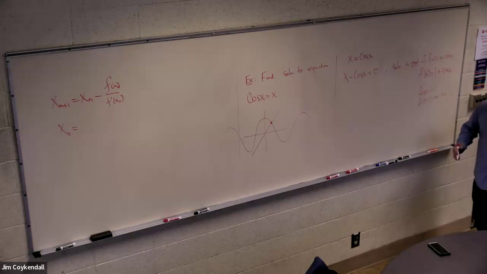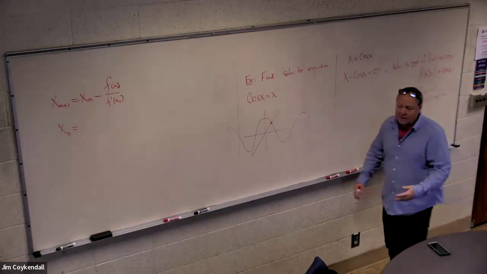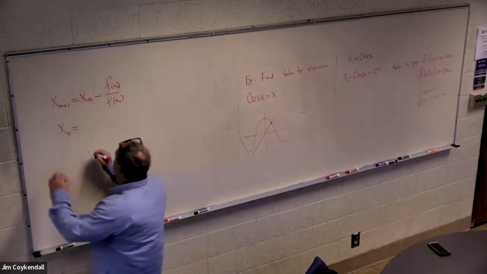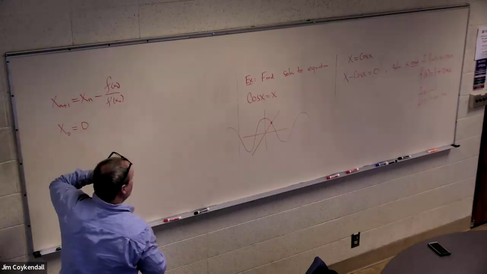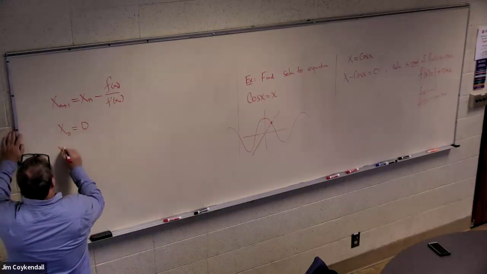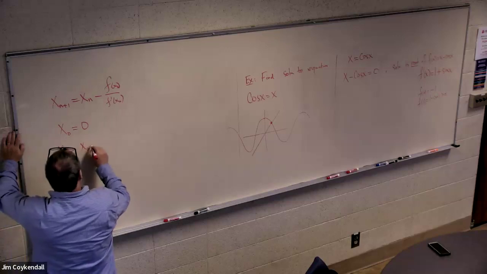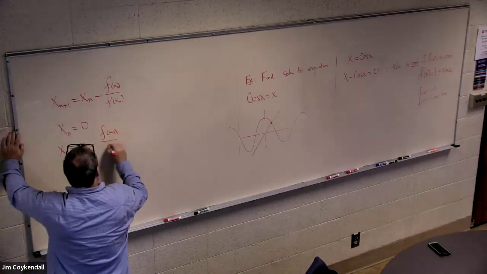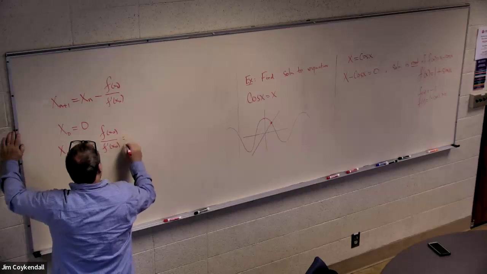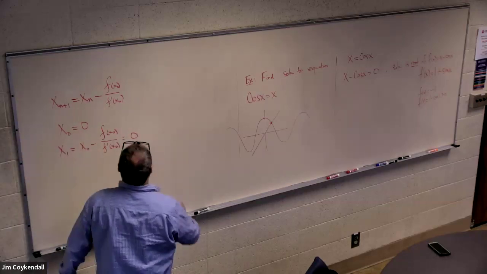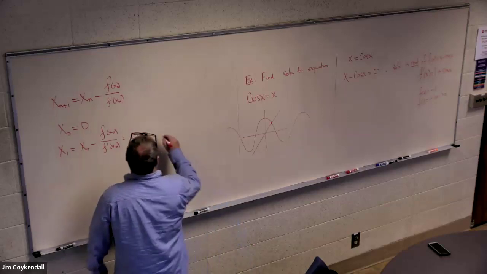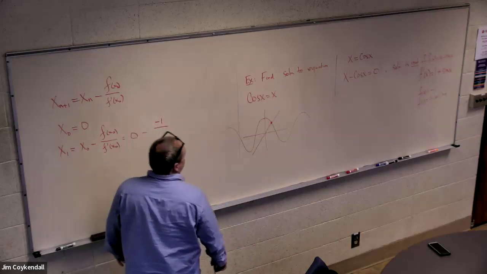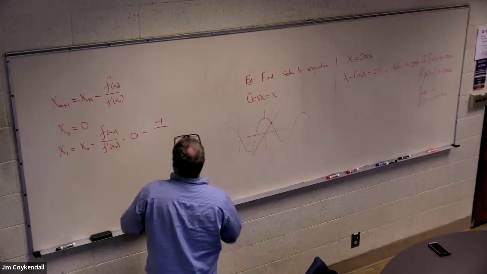I'd much rather plug in zeros and 1s, so I'll take your suggestion. Let's just try this and see what happens. x1 is x0 minus f of x0 over f prime of x0. So in this case, that's 0. The initial one, f of xn is going to be minus 1, and f prime is going to be 1.